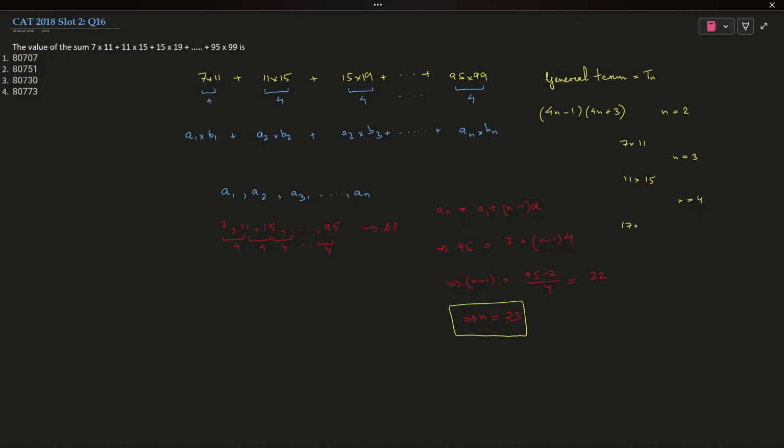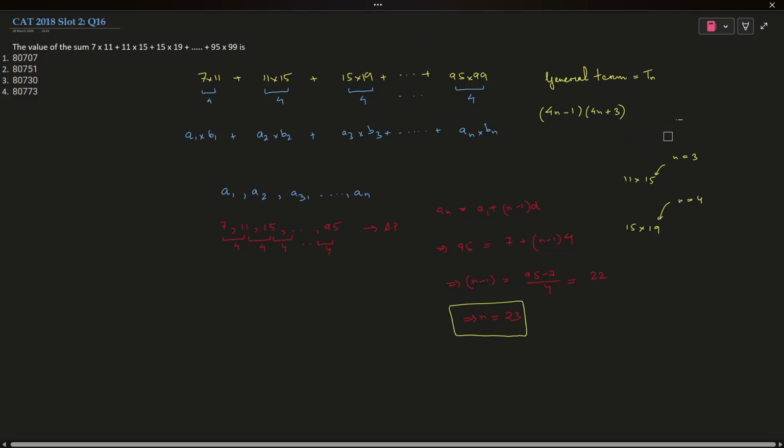16, 17, okay, 19. Am I making any mistake? 4 for the 16, 15. Yeah, I'm making a mistake, guys. It's not 17. If I put n equal to 4, 16 minus 1 is 15 into 19. See, we are getting the terms, but from n equal to 2.